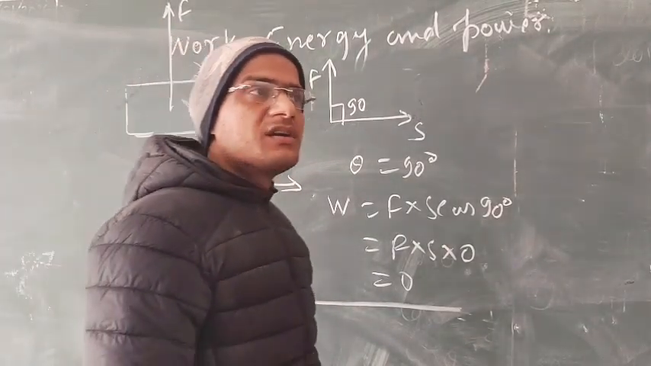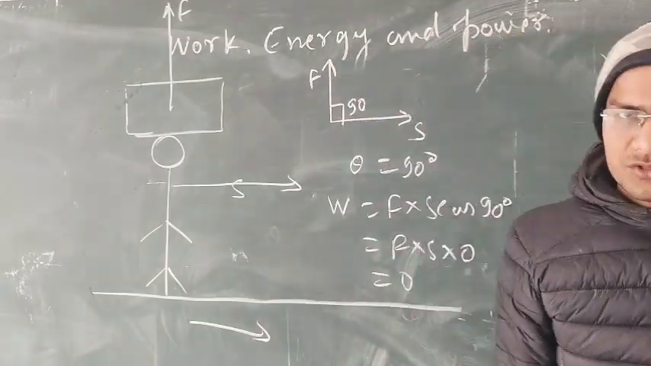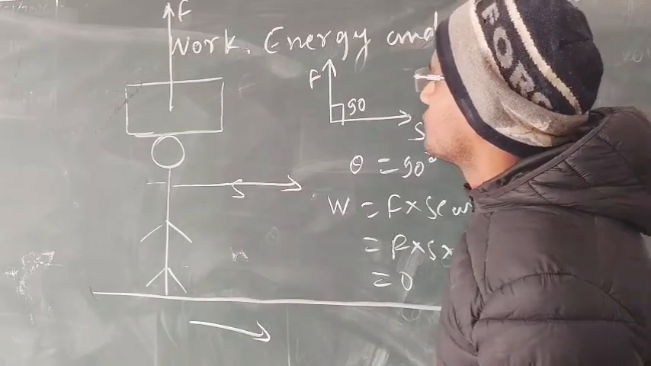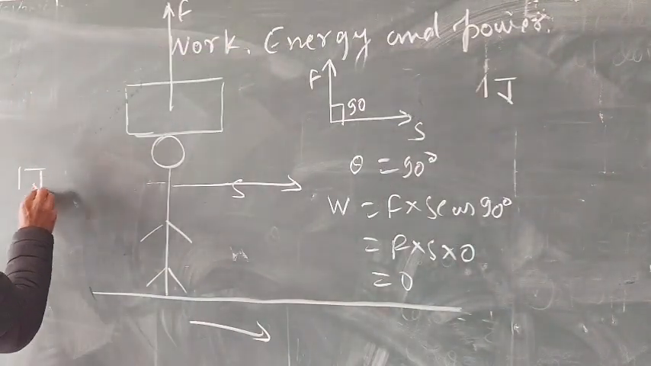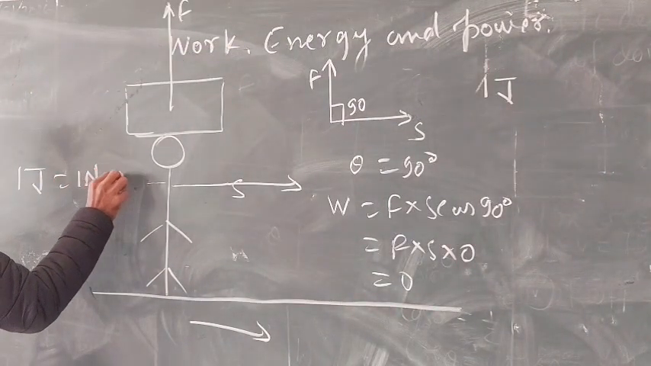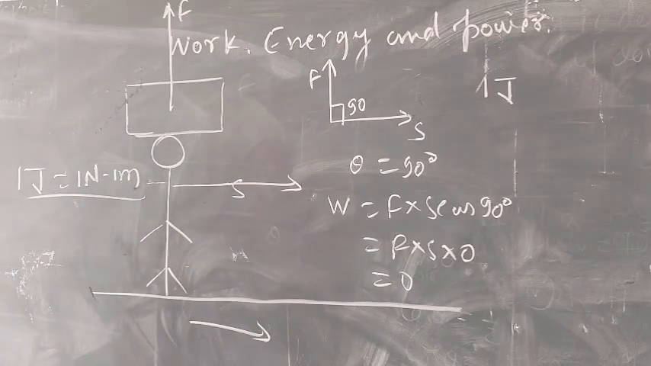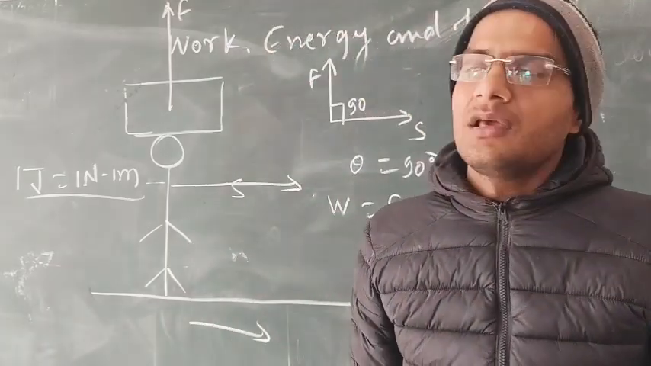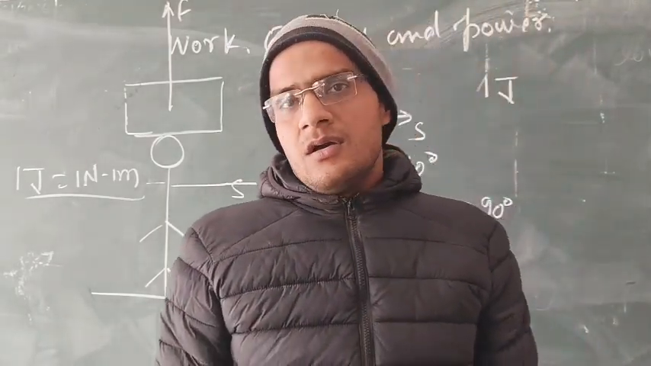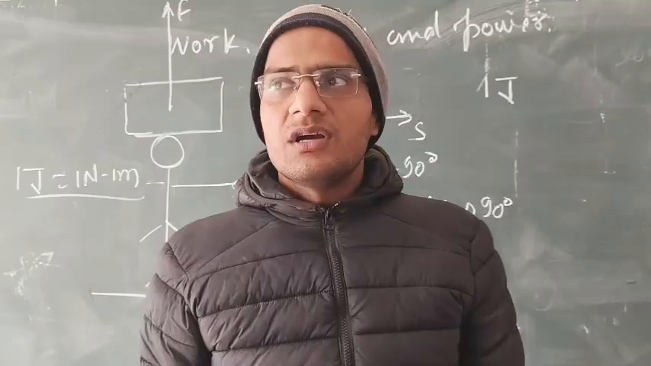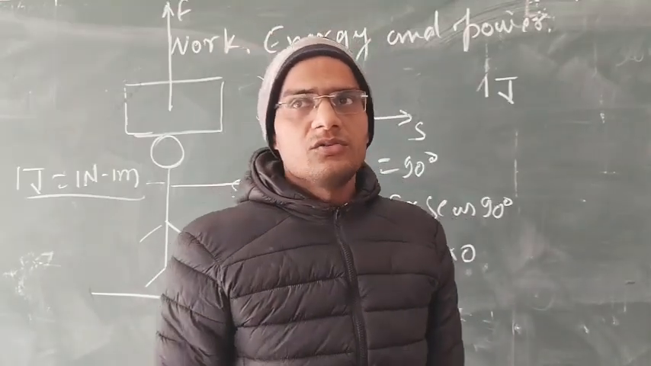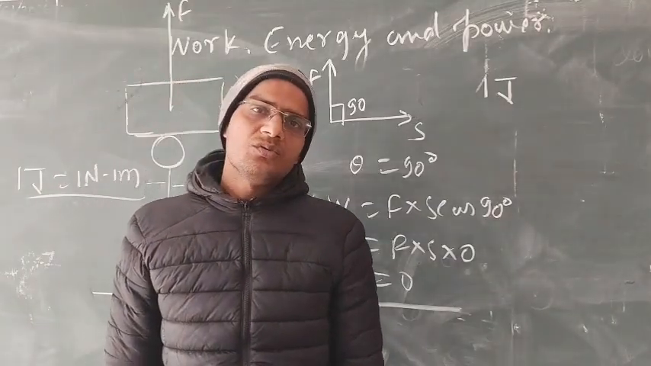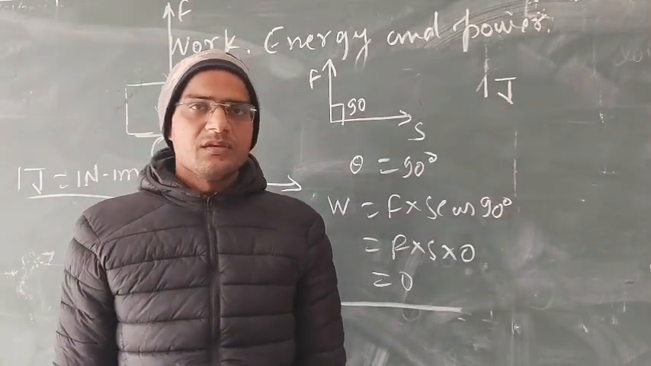Work is a scalar quantity, its SI unit is the joule. 1 joule is defined as 1 Newton into 1 meter. If we apply a force of 1 Newton and displace the object through a distance of 1 meter, then the work done by the agent will be equal to 1 joule. So 1 joule is the unit of work, and 1 joule is defined as 1 Newton into 1 meter.